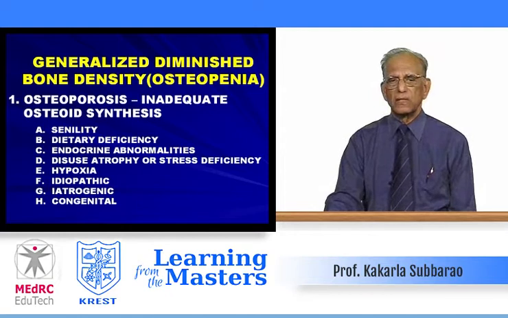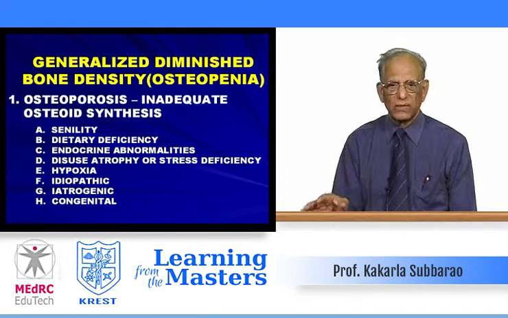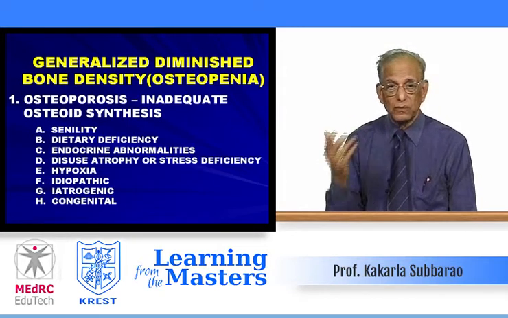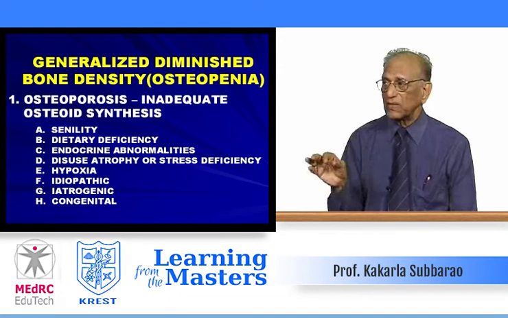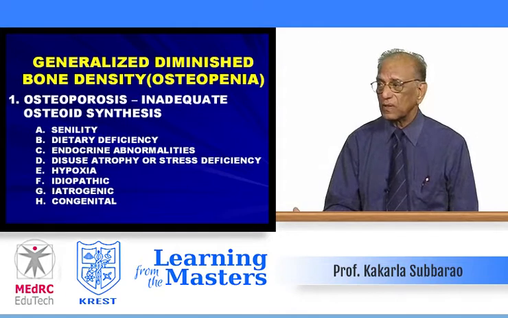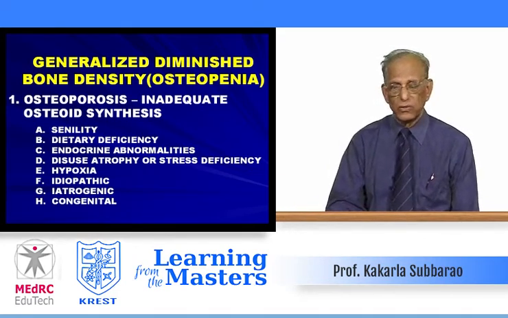Generalized diminished bone density is also called osteopenia, whereas osteoporosis is specifically inadequate osteoid synthesis. There may be calcium deficiency that doesn't become osteoporosis, there is osteomalacia again. So osteoporosis is specific, inadequate osteoid synthesis. Where does it occur? In senile people, dietary deficiency, endocrine abnormalities, disuse atrophy, localized osteopenia, stress deficiency, hypoxia, idiopathic, iatrogenic, and congenital. Iatrogenic, namely steroids and other drugs, may produce osteoporosis.